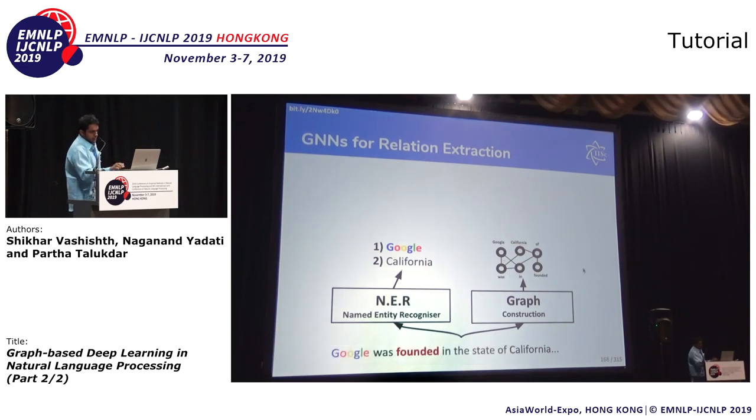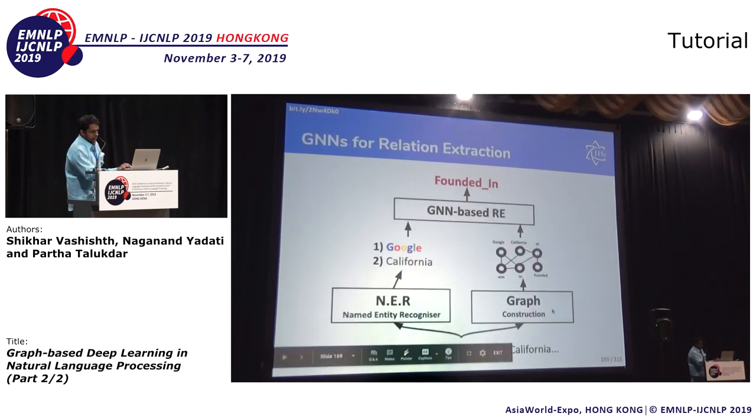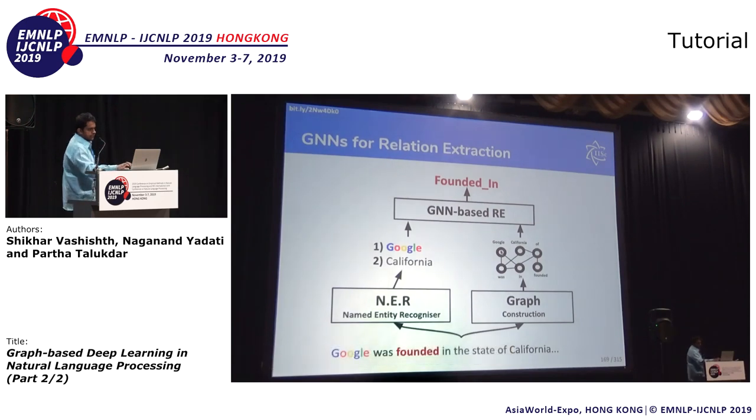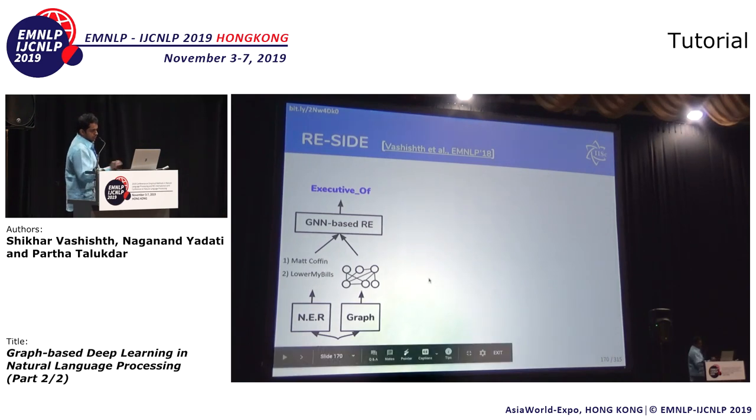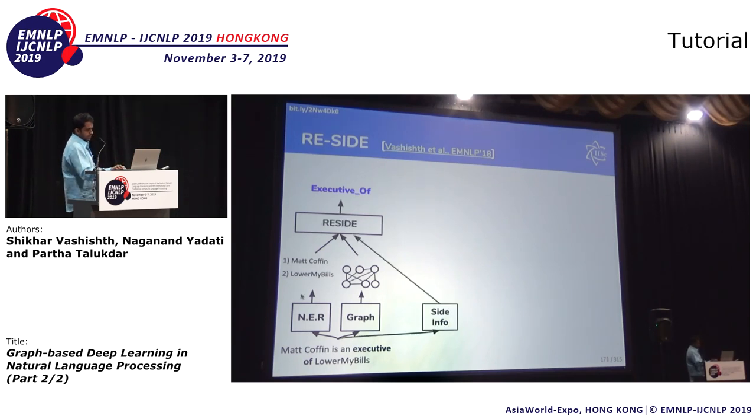And we'll see how the edges are constructed. Now the output of the named entity recognizer and the graph that is obtained in the graph construction phase are actually fed to the graph neural net, which will output the relationship between the named entities in the input sentence. A simple example is Matt Coffin is an executive of Lower My Bills. So we have Matt Coffin and Lower My Bills as the named entities. We have some graph, the details of which we will see. These two are actually passed to the GNN, and the GNN will output the relationship between the named entities.